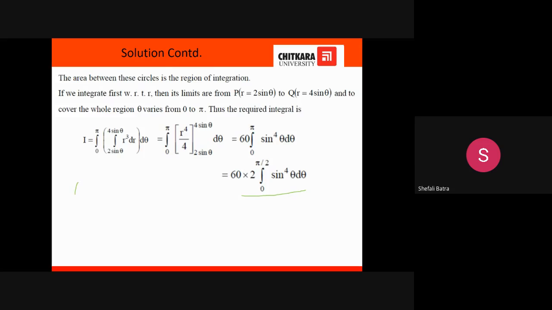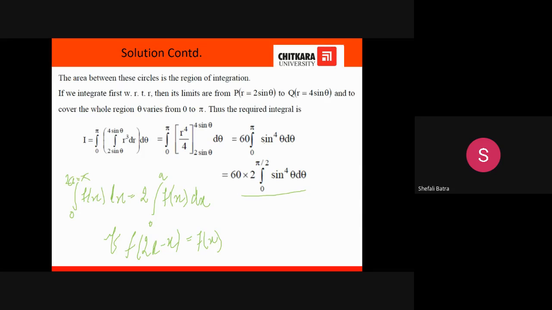Go through your 12th rules. That would be like this: integral 0 to 2a f of x dx is equal to twice of integral 0 to a f of x dx, if f of 2a minus x is equal to f of x. Remember? Now 0 to pi. So in place of 2a, you will have pi here: 0 to pi f of x dx.